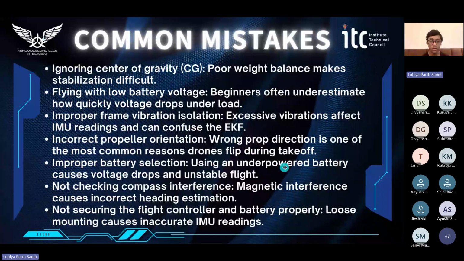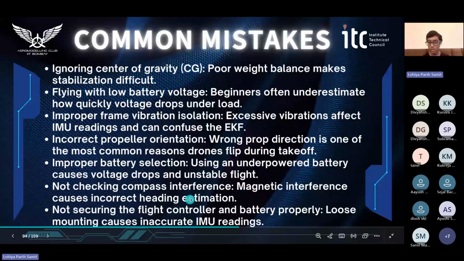The next is battery selection. It is highly recommended to use an overpowered battery, but keep the throttle at around 50%, so that we avoid the voltage drop or unstable flight that an underpowered battery can cause. So we basically do not want to run out of our fuel, that is the battery voltage, when we are flying the drone. The next is not checking compass interference. That is, magnetic interference can cause incorrect heading estimation, which is something we do not want because we do not want our drone to fly off in one direction when we meant the other direction.